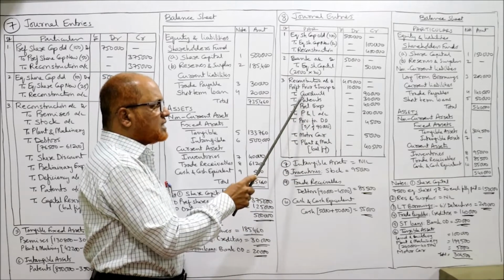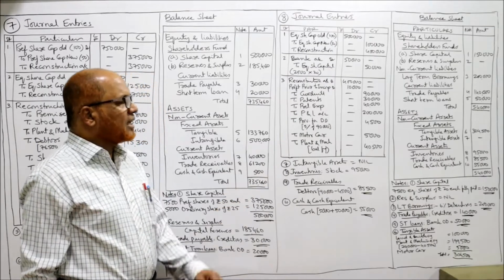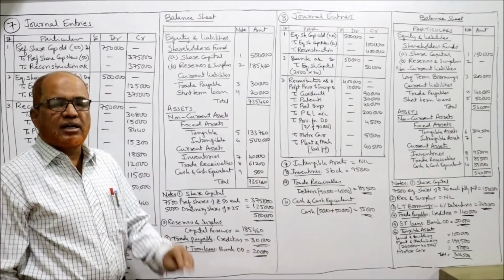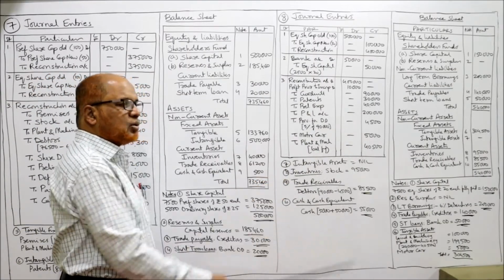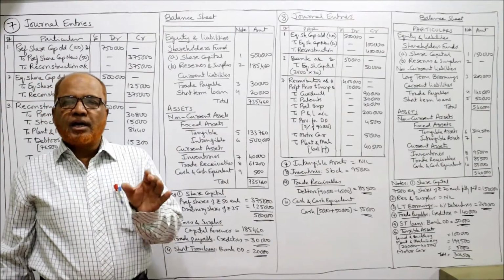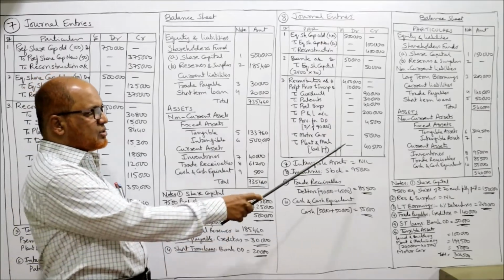These two are intangible assets and these two are fictitious. We have written off all. It is asking you to make a provision of 5% on debtors. Debtors are 90,000. 5% is 4,500. Motor car to half of its value. In the balance sheet, motor car value is given as 10,000. Half of 10,000, 5,000 we are writing off.